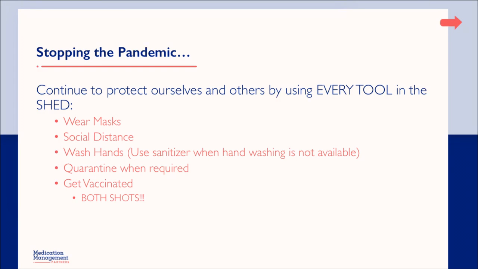So in order for us to get on the other side of this pandemic, we're going to need to continue to protect ourselves and others by using every tool in the shed. We've got to continue to wear a mask. We've got to continue to social distance, continue to wash our hands and use sanitizer when hand washing isn't available. We've got to quarantine when required and get vaccinated, both shots. That's our best chance at getting on the other side of this pandemic.